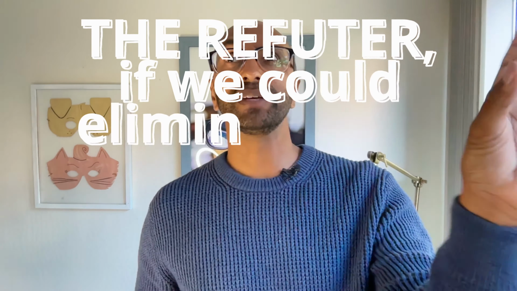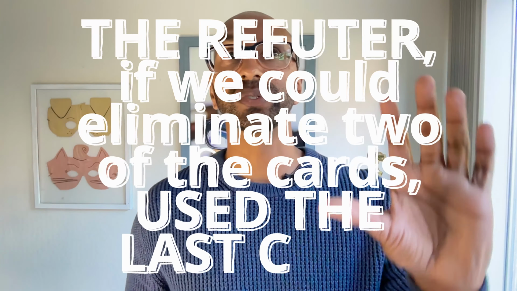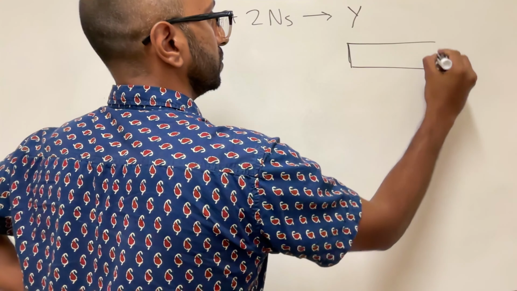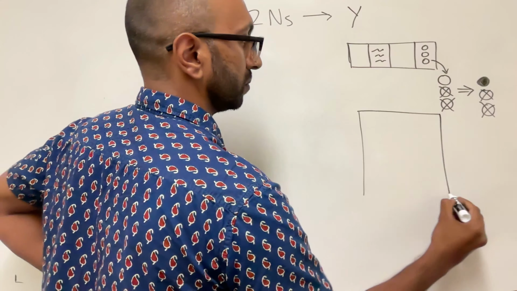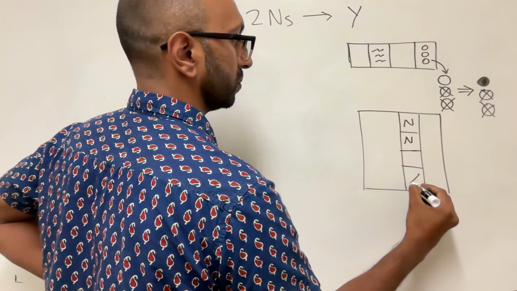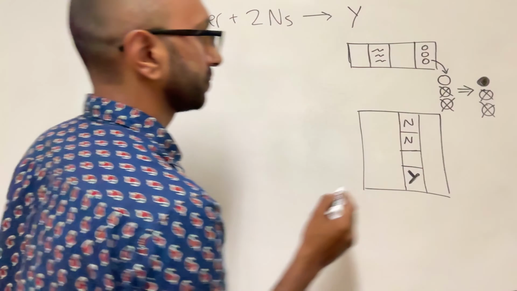Again, I'll write some tests off screen, but let's move on to the much more interesting deduction rule, which is hard to give a name to. The refuter, if we could eliminate 2 of the cards, used the last card. What is this rule saying? So for each suggestion, if there is a refuter and we did not directly observe the card they used to refute, then if we are able to eliminate 2 out of 3 of the cards from that suggestion, then they must have used the third one to refute. Also, if we did directly see the card, then they definitely have that one.